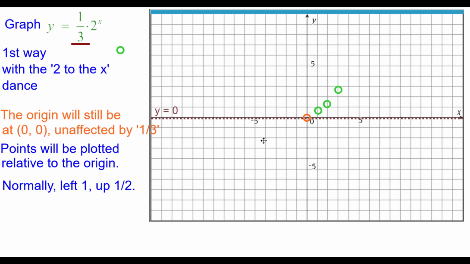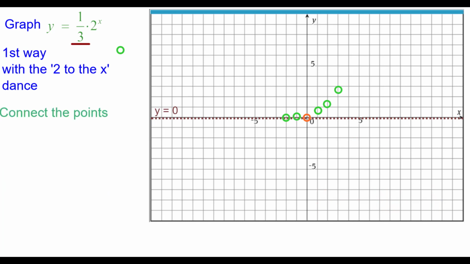And go ahead and see if we can plot the points to the left. Press pause and resume when you're ready. So left 1 up a half becomes left 1 up 1/6 because of that 1/3 factor. And left 2 up 1/8 becomes left 2 up 1/12, which is very small.